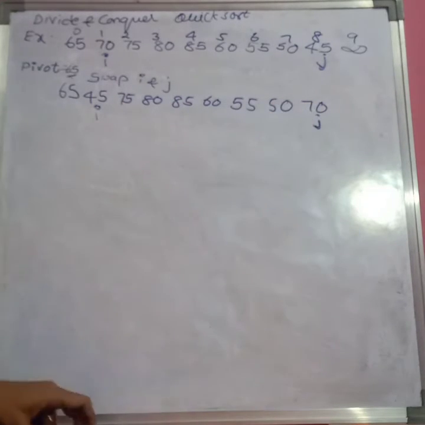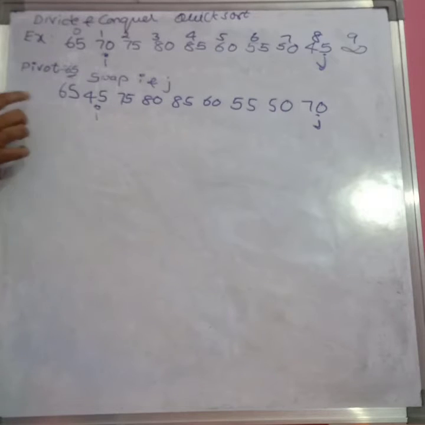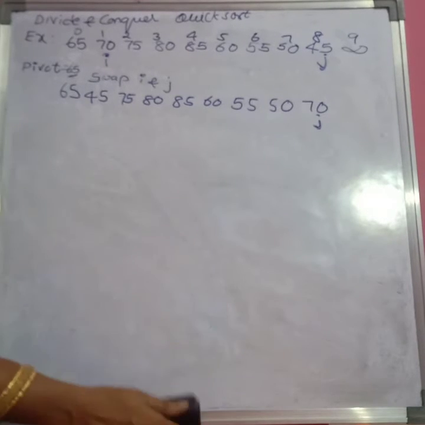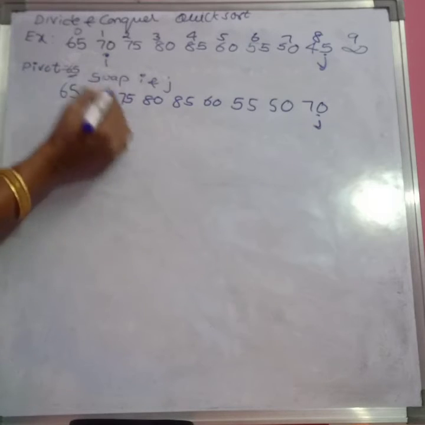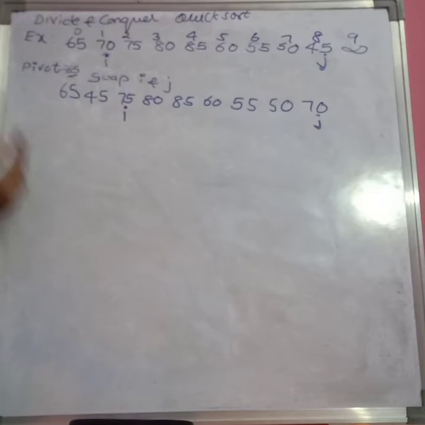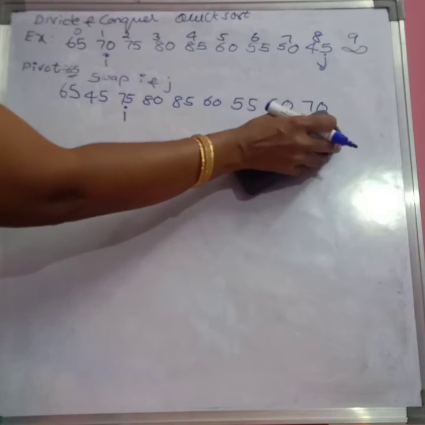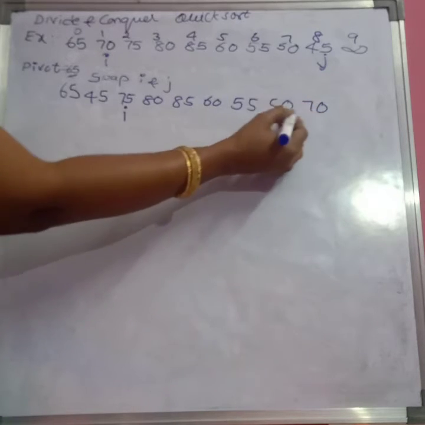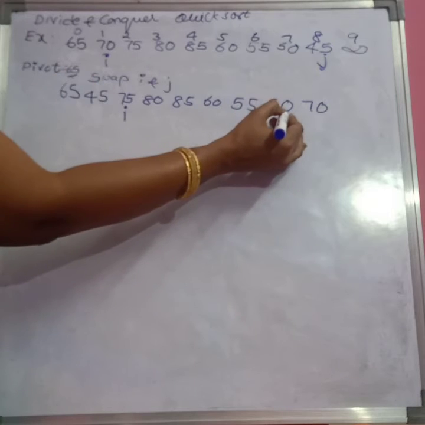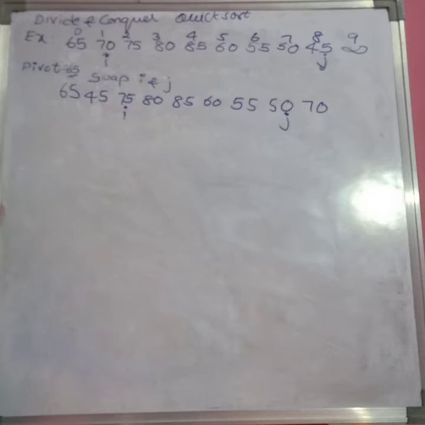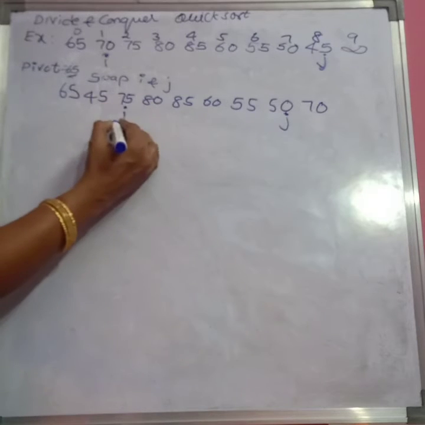Again start the same procedure. Increment the i value till you get an element value which is more than the pivot element. So I started incrementing the i value from this point to this one. Here itself I got an element value which is more than the pivot value, so I stopped incrementing i. Now I move to j, which is on the right-hand side. Decrement the j value till you get an element value less than the pivot element. The element value here is less than the pivot element value, so I stop decrementing j here. Now once again swap i and j.